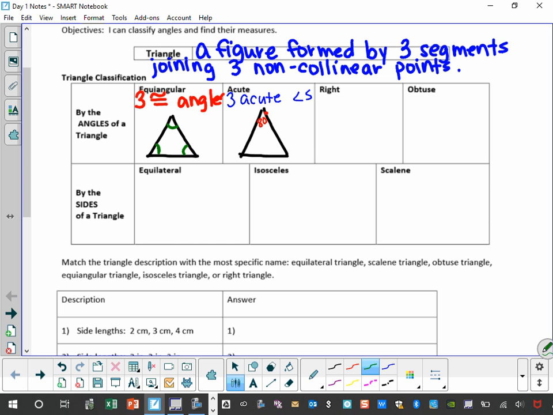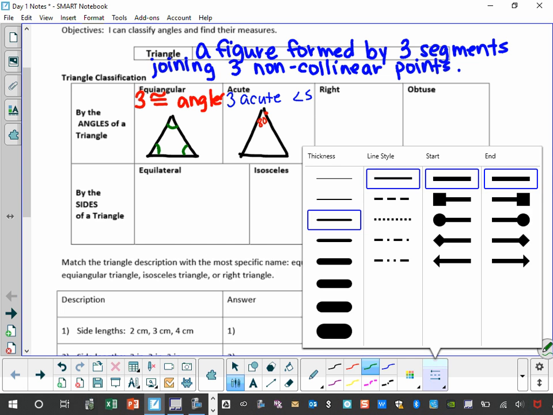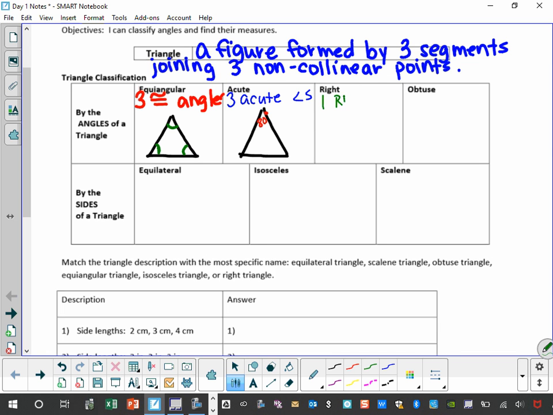Alright, if it is a right triangle, we have 1 right angle. How do I know if something is a right angle? It has a little square there, right? That's how we can tell if it's a right angle. If it's a right triangle, it has a right angle in it. A right angle is equal to what? 90 degrees.